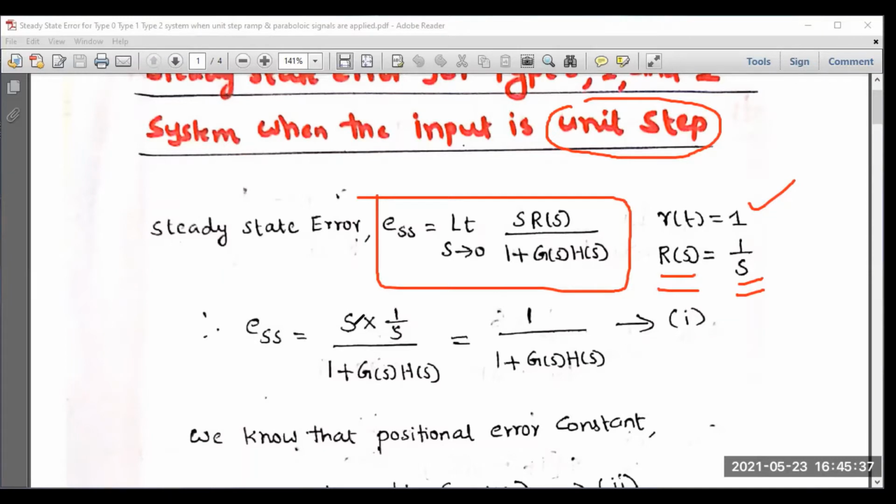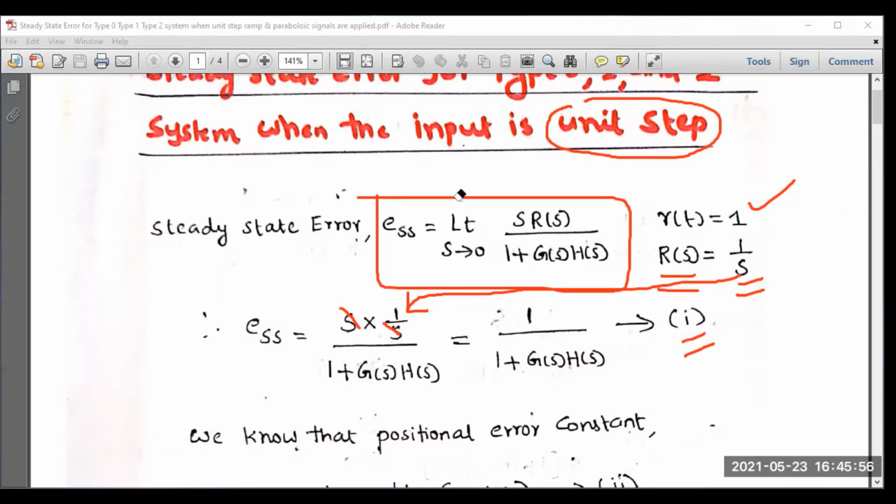ess is equal to s into, instead of R(s), I'll be putting the value 1 by s here. You can observe here, 1 by 1 plus G(s)H(s), no change. Then s and s will be getting cancelled. So what are the terms which are remaining? 1 is remaining. So 1 divided by 1 plus G(s) into H(s). You can call it equation number 1.